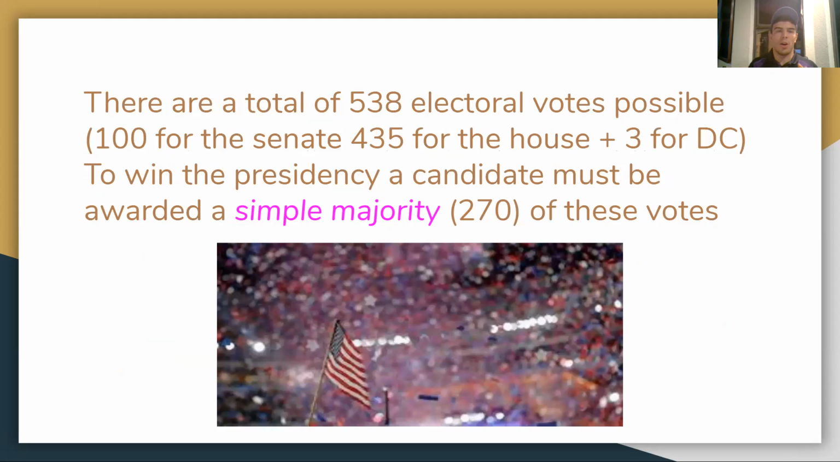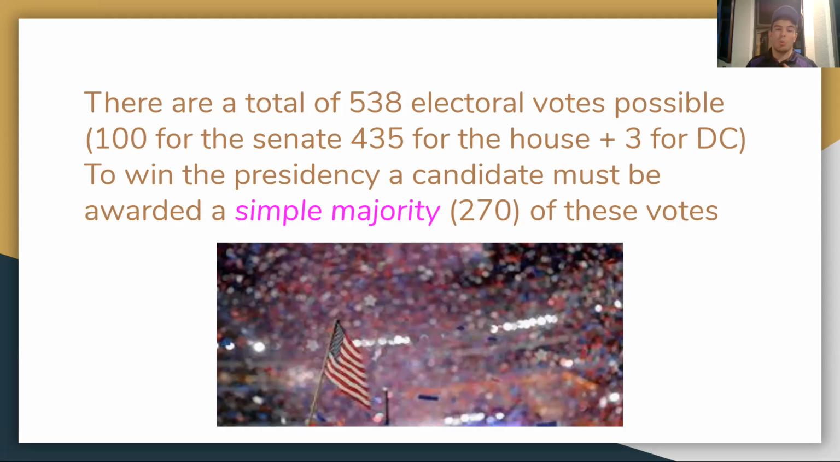Okay, so there are a total of 538 electoral votes possible. So let's count them up. 2 senators per state, that's 50 times 2, it's 100. And the House of Representatives, that's 435 total divided between all the states. And then there's an extra 3 for the District of Columbia, Washington, D.C. Obviously, they're not a state, but like 600,000 or so people live there. So they have more population than some states. So they want a say in the presidential election. So we give them the bare minimum 3 that the smallest states get.